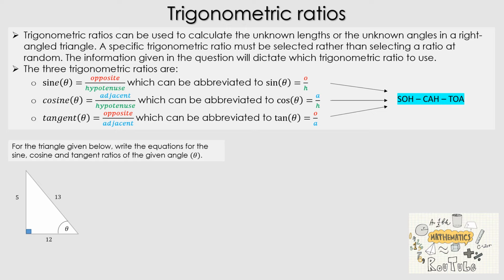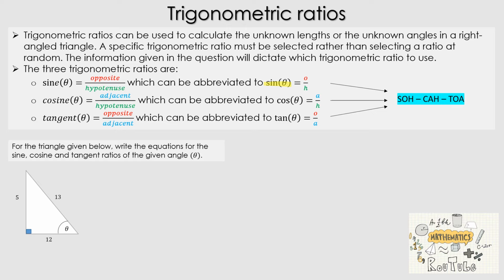The three trigonometric ratios are: sine theta equals opposite over hypotenuse, which can be abbreviated to sin. Now, if we read this, it looks like "sin", but it's actually "sine". So sin theta equals O over H. That's the first trigonometric ratio.